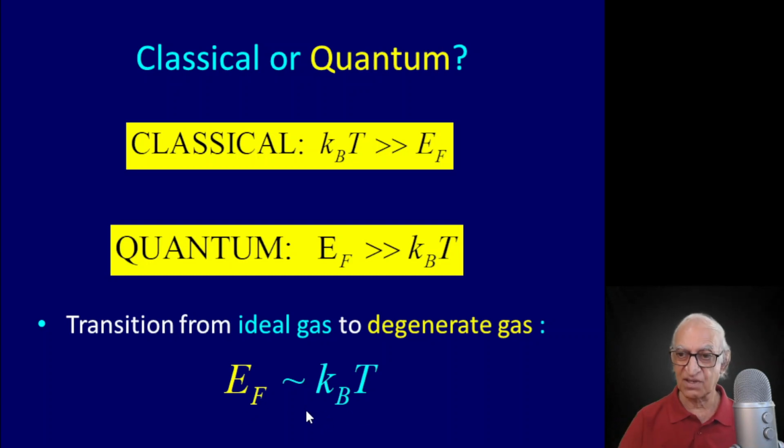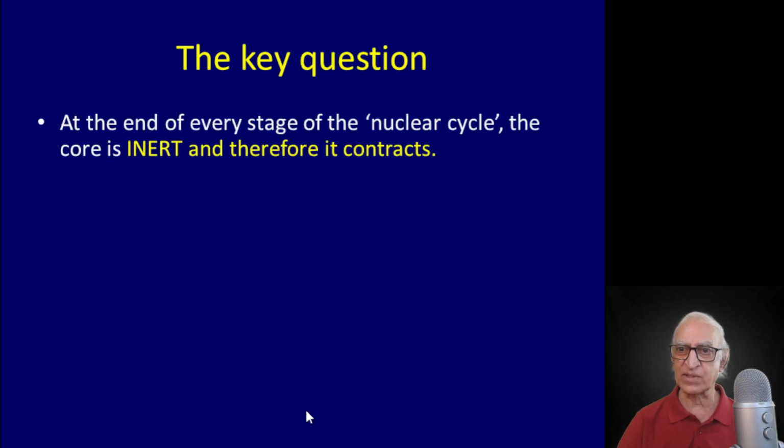So, let us return. The key question is the following. At the end of every stage of the nuclear cycle, the core is inert. When I convert hydrogen to helium, the helium core is inert till it becomes hot enough. When I convert helium to carbon, the carbon core is inert till carbon is heated to 500 million degrees and so on. Till then the core is inert and therefore it will contract.